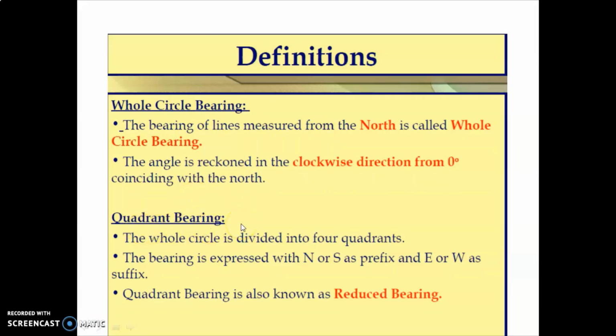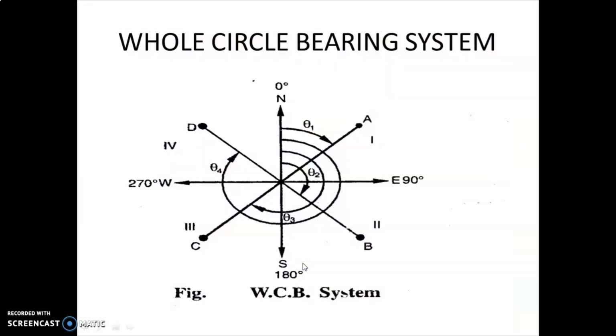And quadrant bearing or quadrantal bearing. The whole circle is divided into 4 quadrants, and the bearing is expressed with north or south as prefix and east or west as suffix. Quadrant bearing is also known as the reduced bearing. We will discuss all these things in detail.